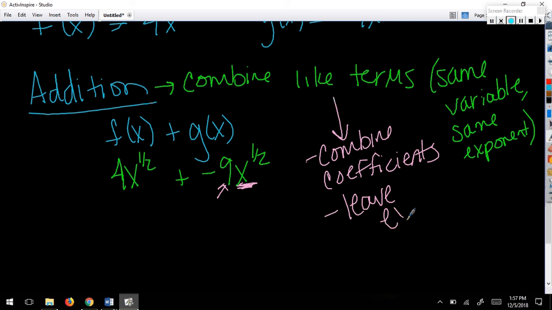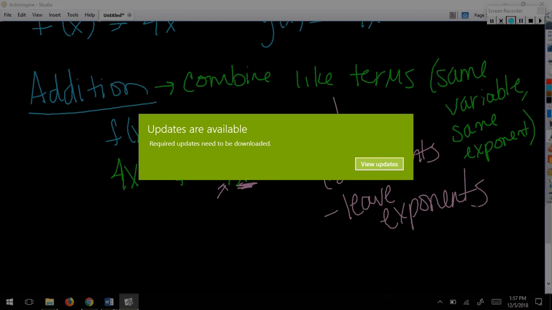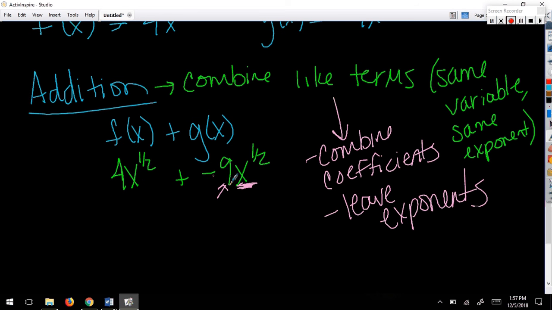Leave exponents. So, when I add 4x to the 1/2 and negative 9x to the 1/2, what do I get? Add the coefficients together. Coefficients are these numbers. That is negative 5. Negative 5x to the 1/2. That's exactly right.